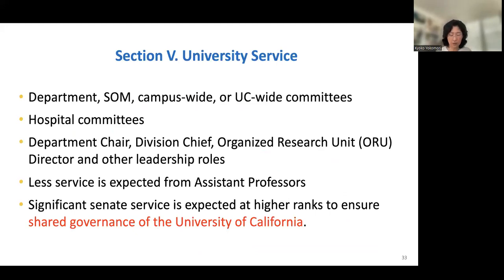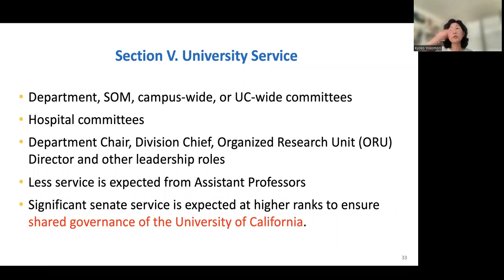The last is the university service. There are different levels: UC-wide, campus-wide, school and hospital, and then your department or division. If you're a junior faculty, you are not required to do too much service. Maybe you can serve on the faculty search committee for the department, because your priority is to establish your independent research or creative activity program. So please do not get bogged down by being asked and just keep saying yes.